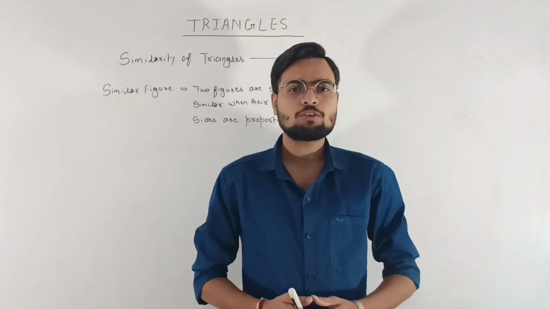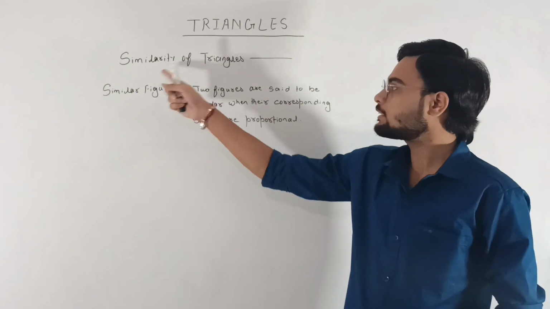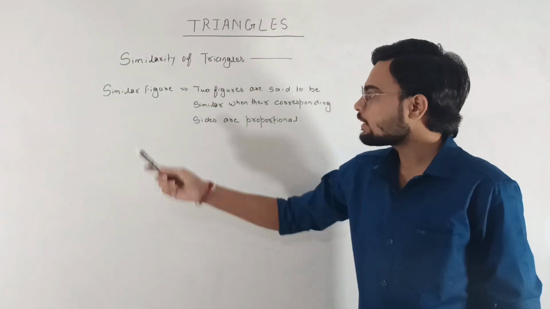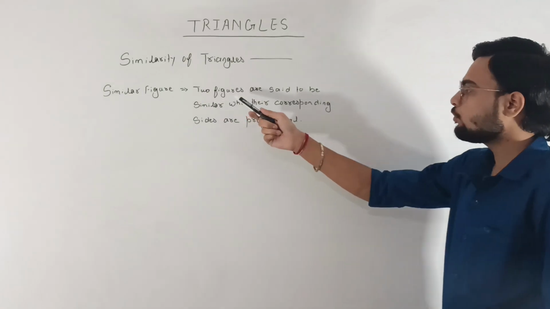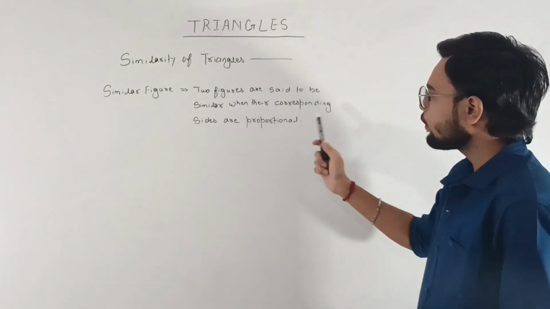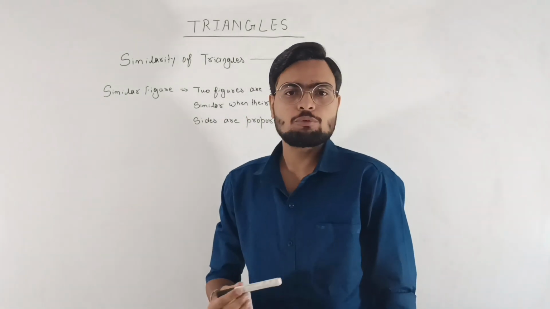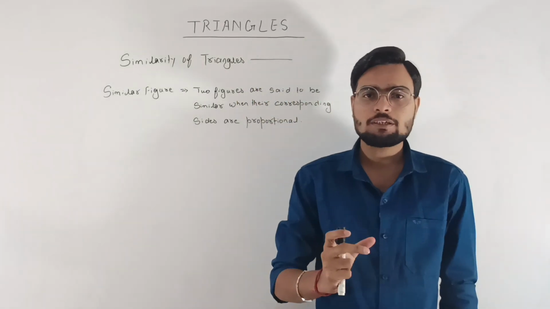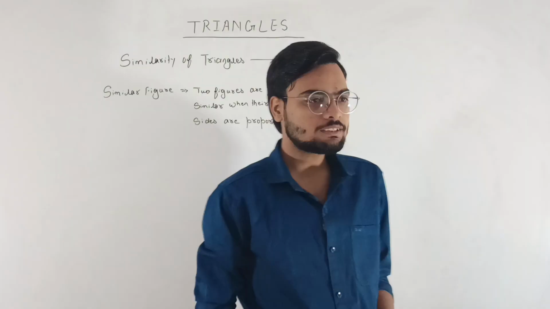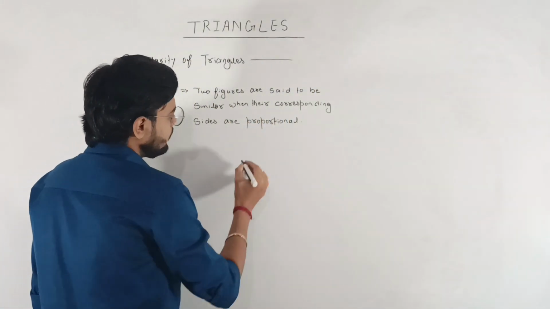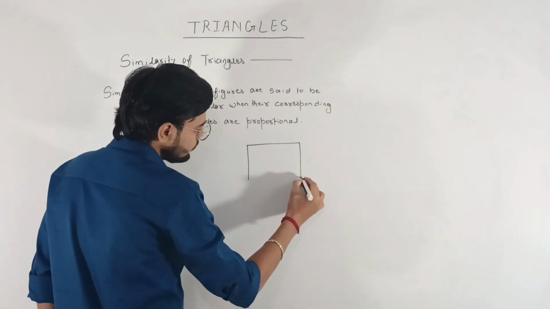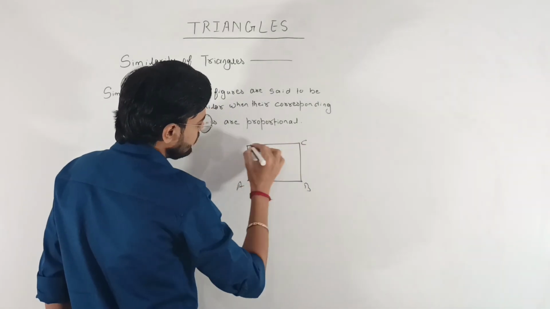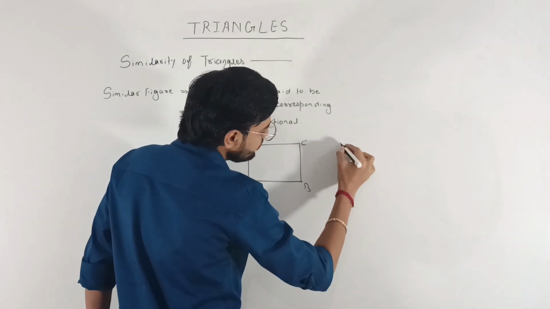Okay. Now let's move towards the next part of this chapter, that is similarity of triangles. But before learning similarity of triangles, first we learn what a similar figure is. Look, two figures are said to be similar when their corresponding sides are proportional. Suppose I have two figures and the corresponding sides of these two figures are proportional, or in the same ratio, then we say that these two figures are similar. Look at an example. Suppose I have this figure, and I have one more figure.